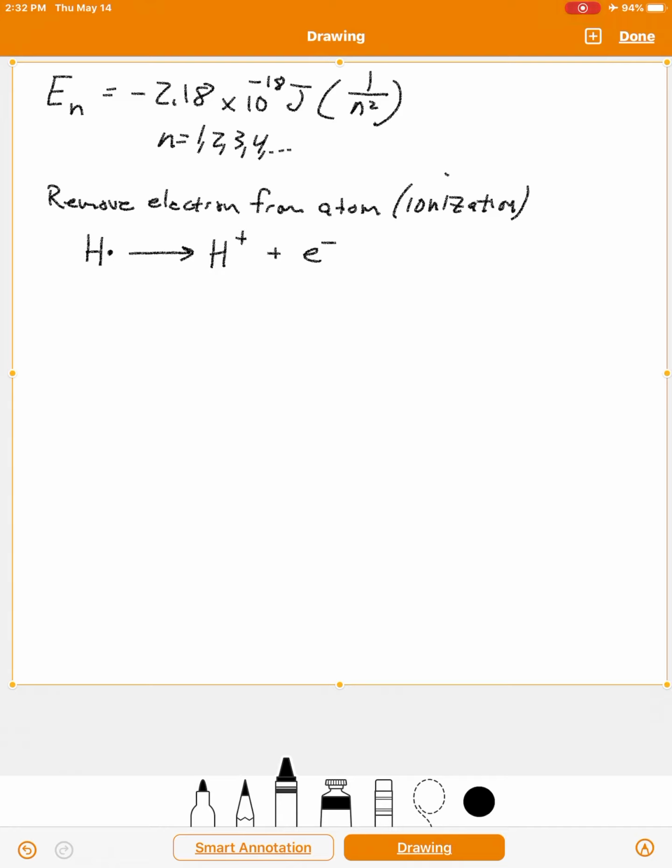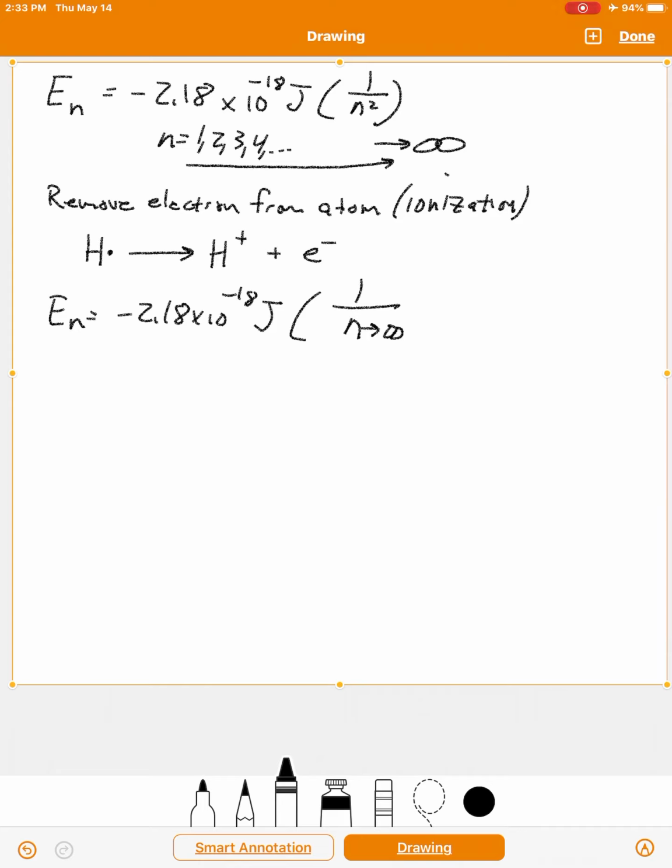Well, we can calculate that, but first I want to figure out the energy associated with having the electron removed. Essentially you're letting the electron go so far away from the nucleus that it approaches infinity, a very, very large number. So mathematically, you would have 1 over something that is approaching infinity. And if you take 1 over a very, very large number, it approaches 0.